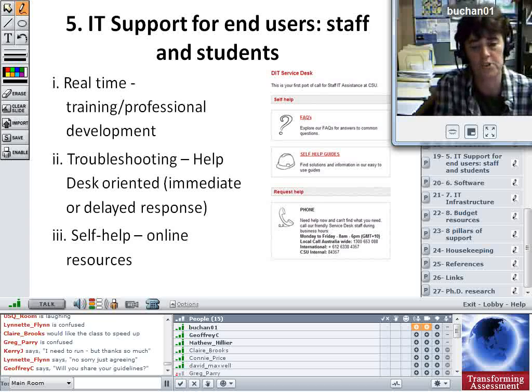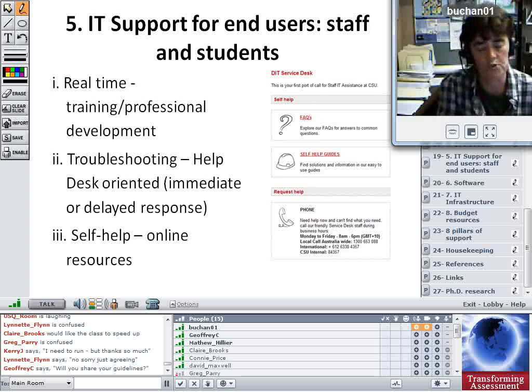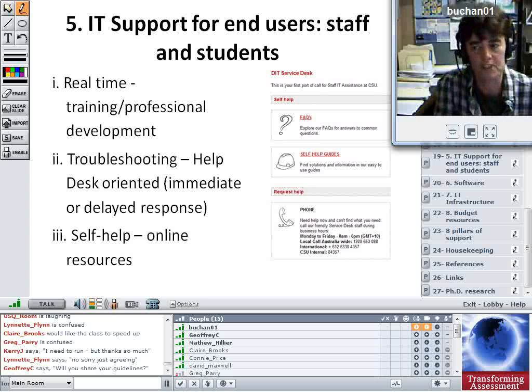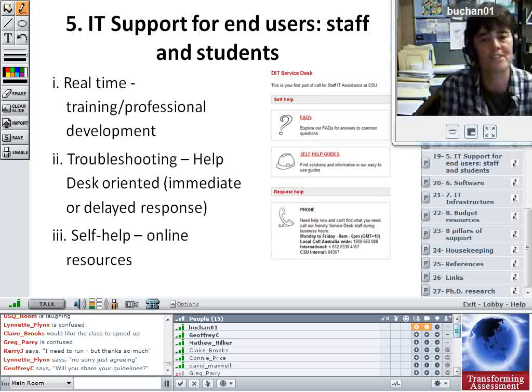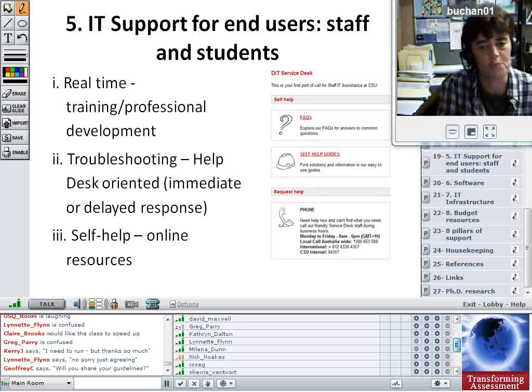Troubleshooting, being able to get some sort of immediate response to troubleshooting, and self-help online resources. There's a number of different ways one can look at it, but certainly in online assessment, especially when it is summative and when people really need to know, if they can't do their assignment, it's a problem.